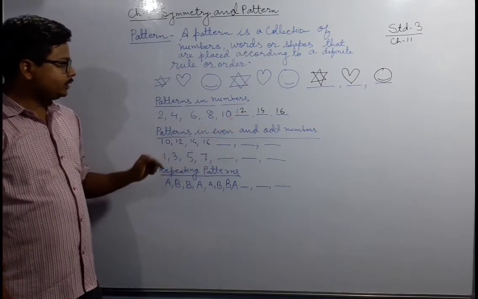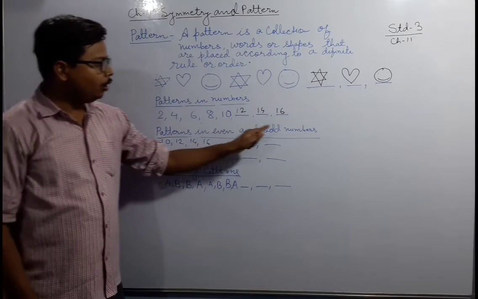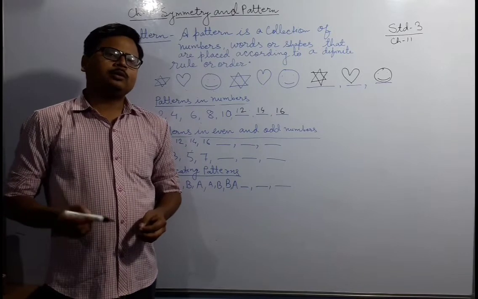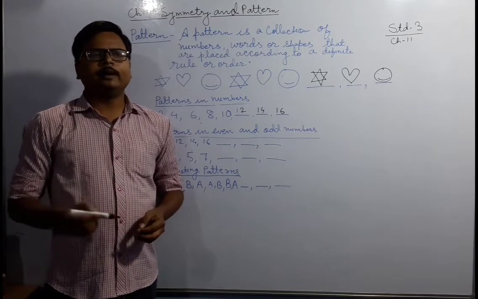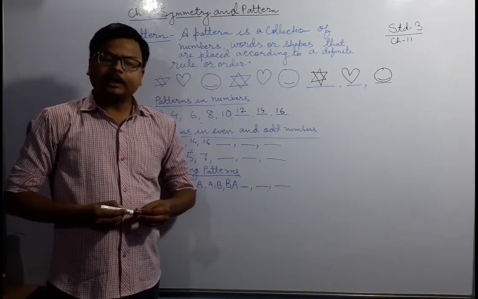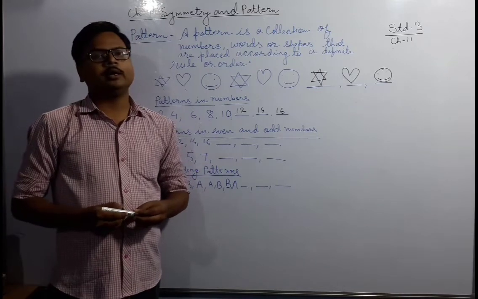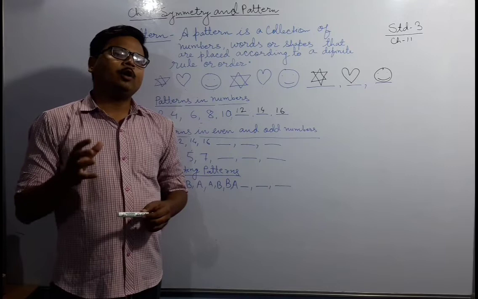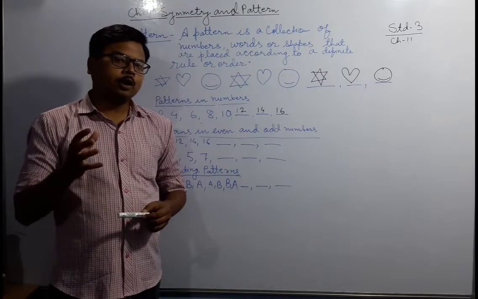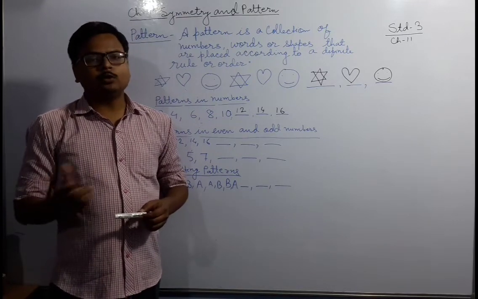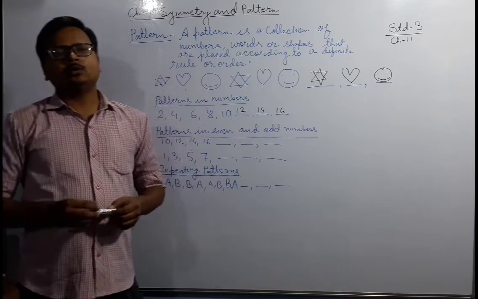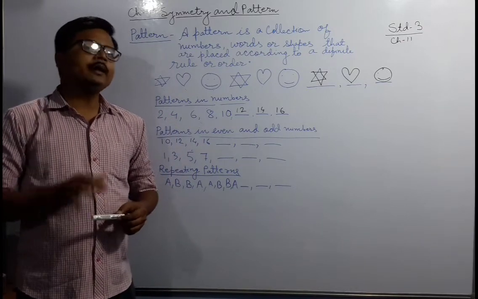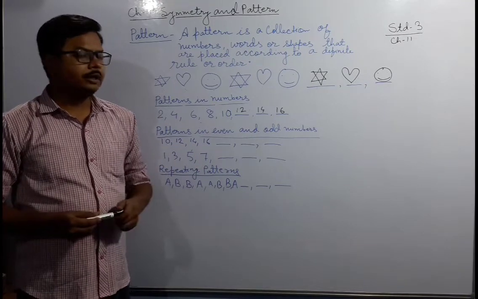Okay, now next we come to patterns in even and odd numbers. I think you all know about even and odd numbers, so let me explain in brief. Even numbers are the numbers which are divisible by 2, or you can say a number which forms a pair is called an even number. Now come to odd numbers. Odd numbers are those numbers which are not divisible by 2, or you can say they don't come in pairs. Now let us see one example.